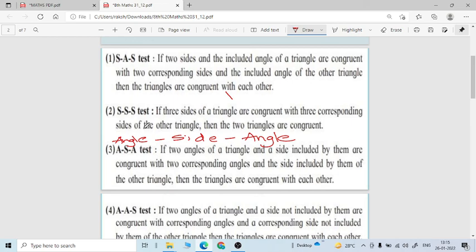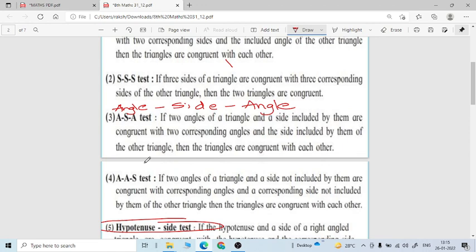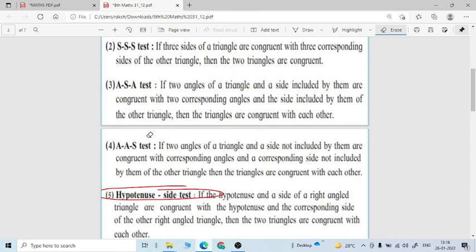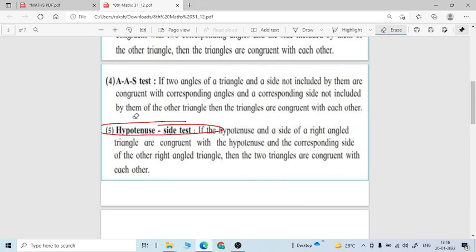So always remember, SSS test means all sides should be the same. Side angle side means two sides and in between one angle should be the same. Third, ASA means angle side angle. It means two angles and in between one side should be the same. And one more, that is AAS, which means two angles and a side.